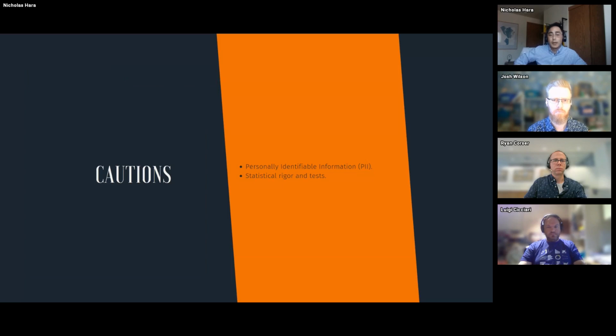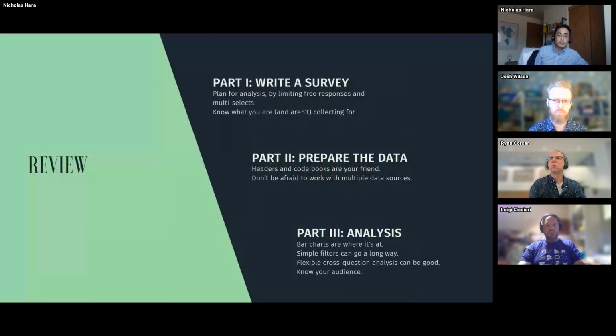And then the final thought is about statistical rigor and tests. Again, I'm not a statistician. I only have to do minimal tests on those things, but if that is something you have to worry about or think about, it's worth going back and refreshing yourself on why and when to use those elements.